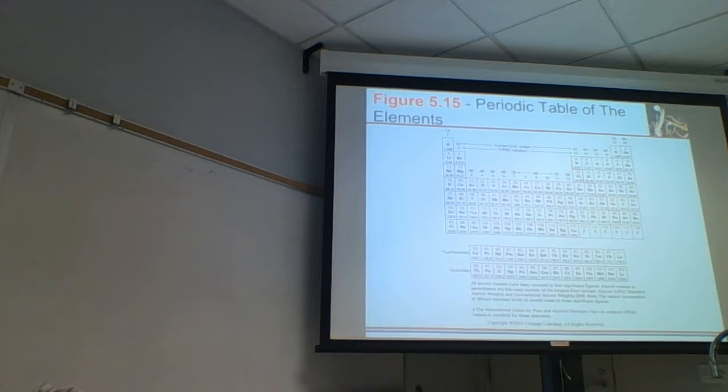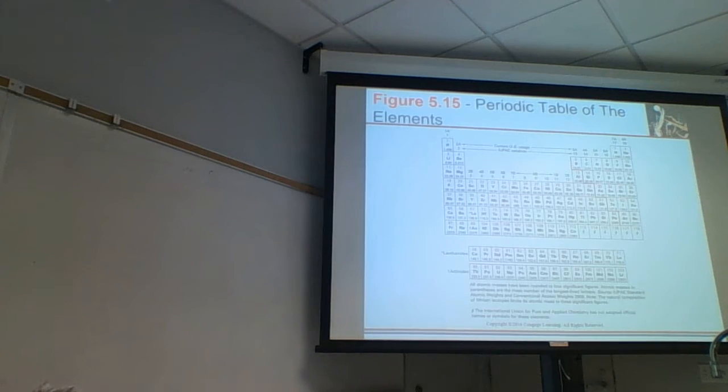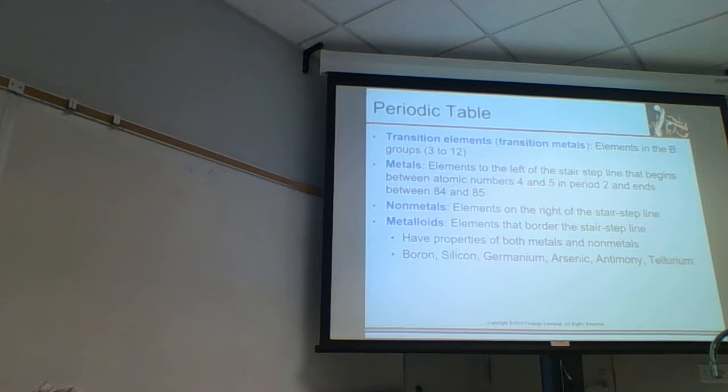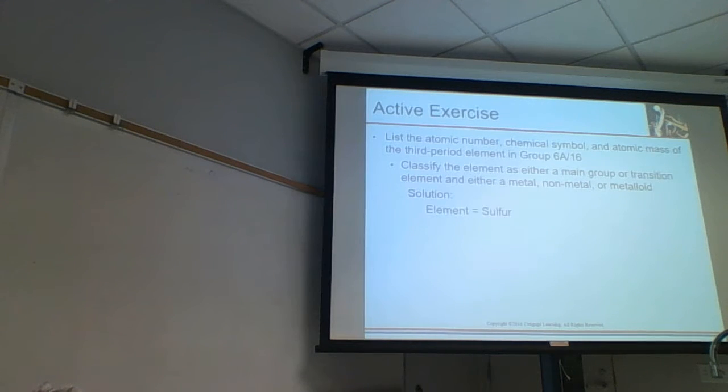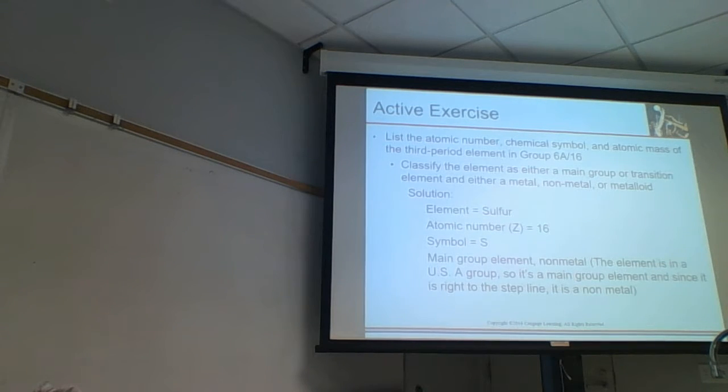What's its atomic number? 16. And its mass, the average atomic mass? 32.06. Let's see if we get it right. Sulfur. 16, symbol S. It's a main group element, non-metal, correct? Yeah. It's in the non-metal region.